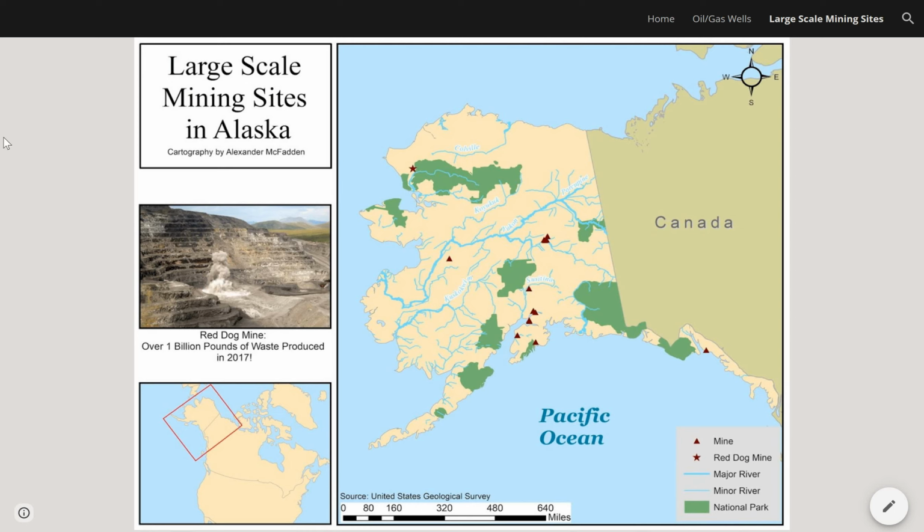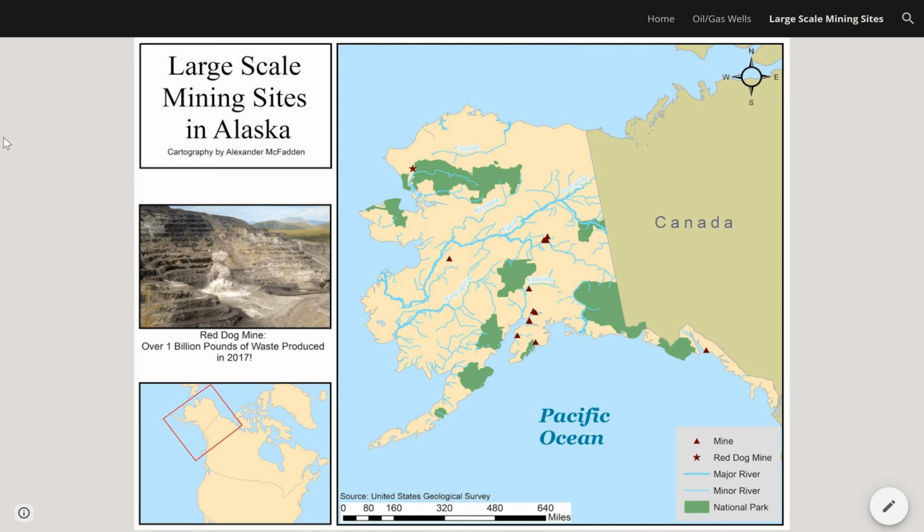So for this website, I decided to do a case study, a mine that stands out above the rest and is the most unique out of all of them. And that one is Red Dog Mine. I wanted to emphasize that fact through the symbology, so I gave it a different symbol relative to the other mines. So I gave Red Dog Mine a star, while the other mines were triangles.